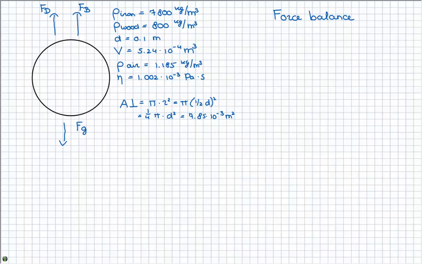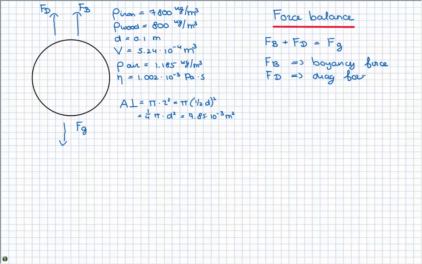Then you have to set up a force balance to calculate the velocity the ball will reach. This will mean that all the forces working upwards are equal to all the forces working downwards. So the buoyancy force plus the drag force is equal to the gravity force. Well, the force B is for buoyancy, D stands for drag force, and of course the G stands for gravity force.